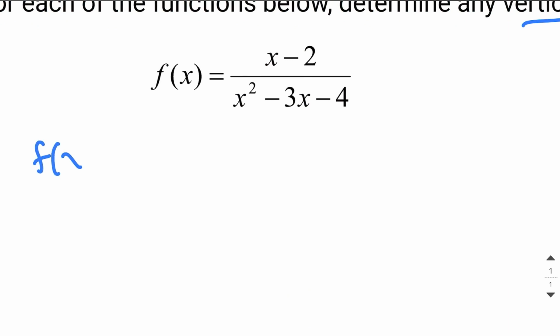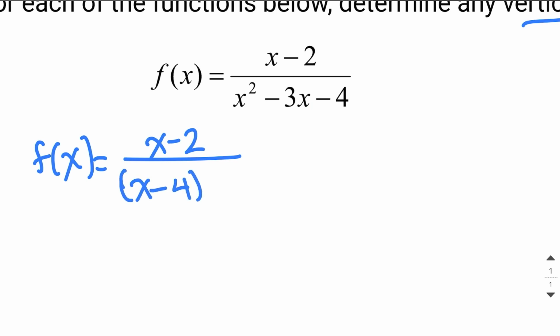I'm going to try to see if I can factor this first function. My numerator right here is x minus 2. There is nothing that I can factor out. There's no common factor, there's no difference of squares, it's not cubes, it's only two terms. So I can't factor the numerator, but in the denominator, I do have a trinomial that I can factor. And when I factor it, I get x minus 4 times x plus 1.